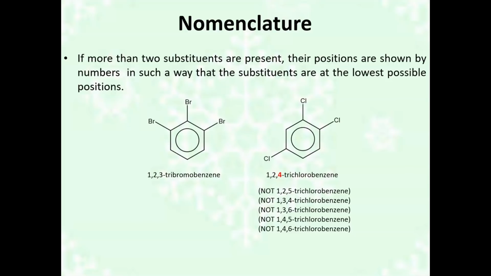Based on all the possible answers, which one has the lowest possible positions? It is 1,2,4, because all the chlorine substituents here are at the lowest possible positions. By comparing with the other 5 possibilities, this one has the lowest possible positions. So the correct answer will be 1,2,4-trichlorobenzene.